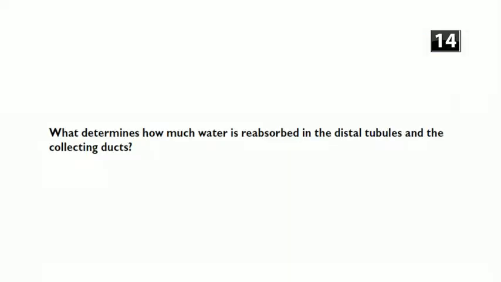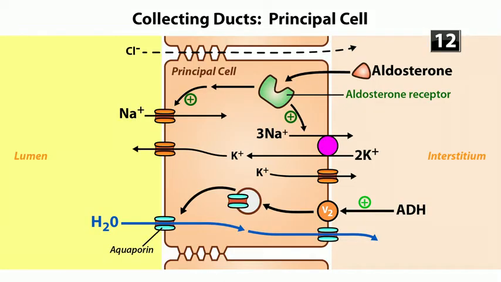Then number 14 says, what determines how much water is reabsorbed in the distal tubules and the collecting ducts? So this is very important to know. It's ADH, or antidiuretic hormone, which is also called vasopressin. Now this is the diagram for number 12, and for the moment I want you to focus on the bottom half of the cells. ADH, or vasopressin, acts on the V2 vasopressin receptors on the principal cells of the collecting tubule, and it tells the cells to insert water channels called aquaporins into the luminal surface of the cell. And those water channels allow water to be reabsorbed.